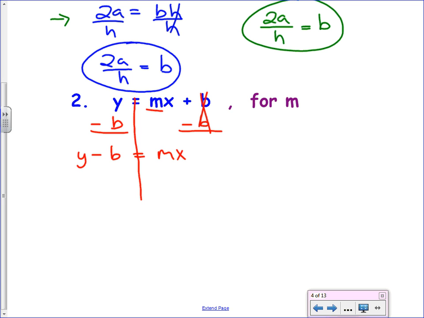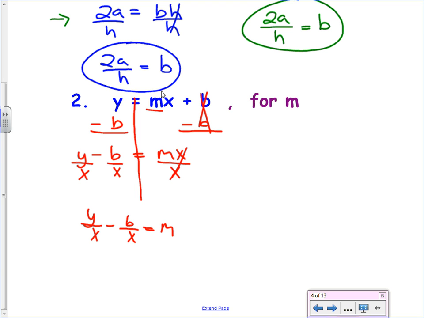Mx, once again, is a multiplication problem. So we're going to have to do the inverse operation, which would mean that I have to divide everything by x. So I divide everything by x. That is going to give me an answer of y over x minus b over x equals m, because my x's canceled out. Okay.